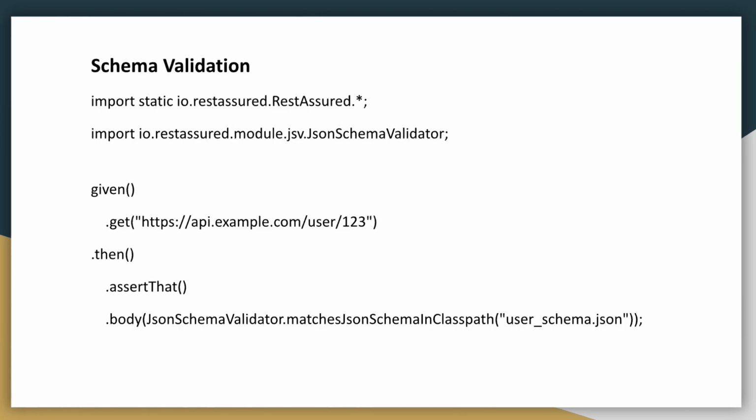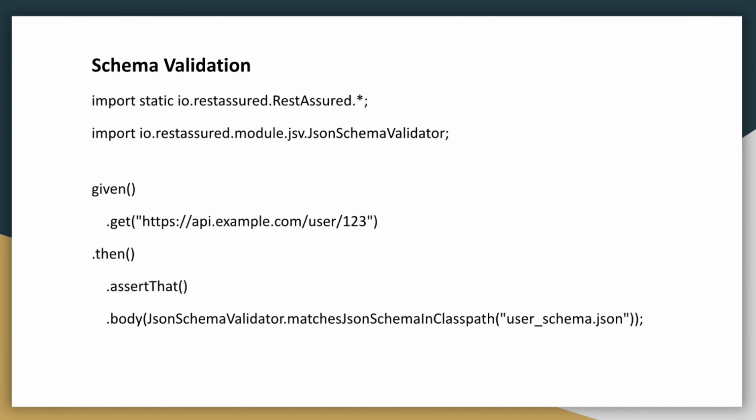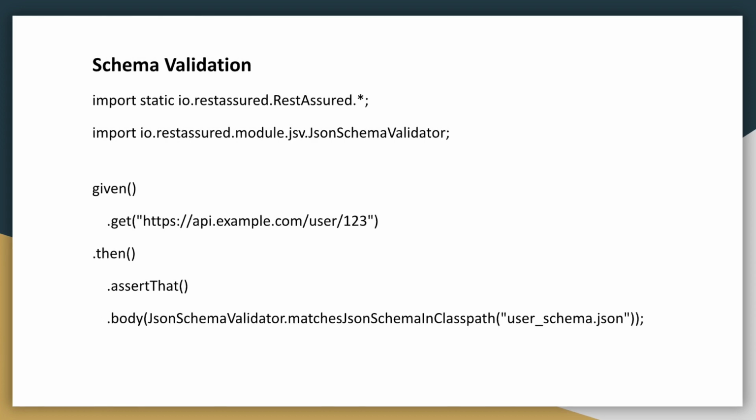Next is schema validation. I have used schema validation to ensure the response adheres to the defined structure and data type. In one of the projects, we had a JSON schema that specified the required fields and their types. By validating the response against this schema, we could ensure data consistency and format correctness.